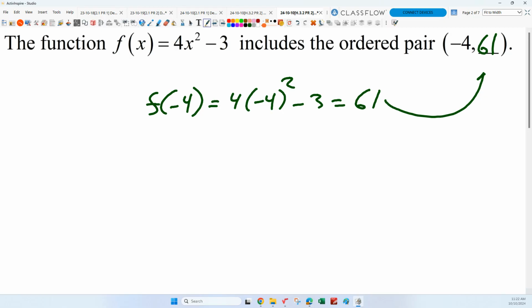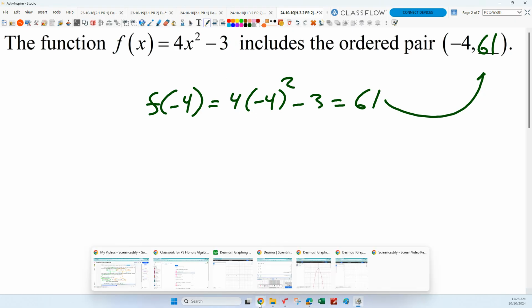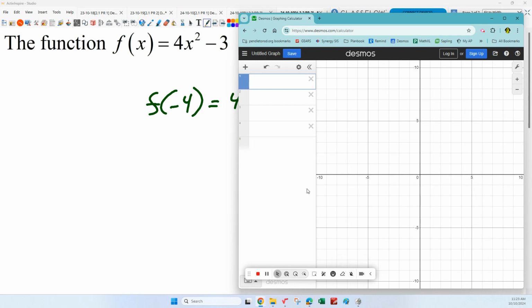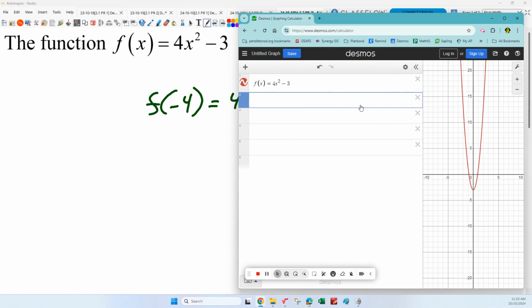Tables, especially when you're evaluating a function at many different places, the table function is pretty handy. We know how to do this with Desmos Scientific. We just define f of x and then plug in negative 4. If we're using Desmos graphing, we can use the table feature, and we could do something like this. f of x equals 4x squared minus 3. And it gives me a graph. I don't really care about the graph at this point. I'm just going to make a table, though.